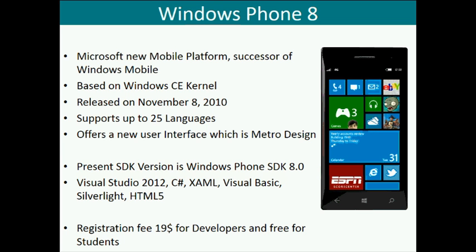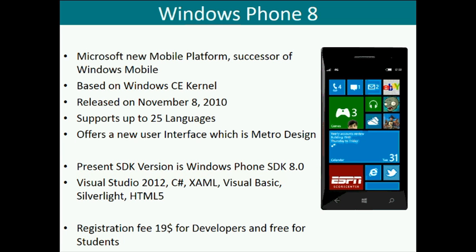Okay, so the Windows Phone 8 is Microsoft's new mobile platform, basically the successor of Windows Mobile. The Windows Phone was first released in the year 2010 as Windows Phone 7. Prior to that, there were different versions of mobile operating system which Microsoft has released. They term it as Windows Mobile 6, 6.5, 5.5, and other things. So right now, Windows Phone supports around 25 languages, and it is available in more than 191 countries.